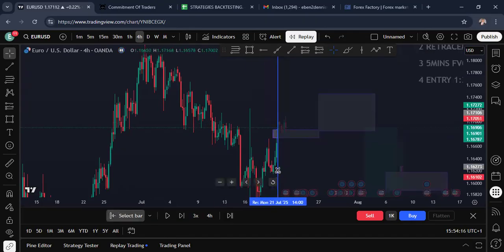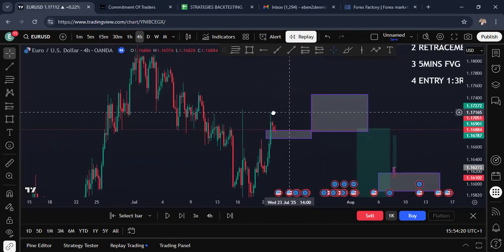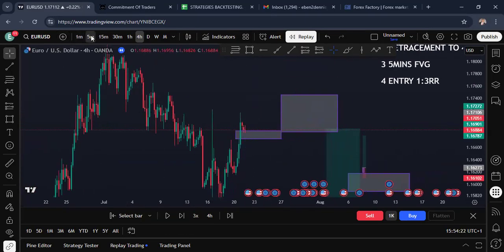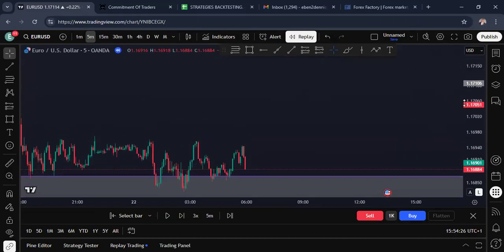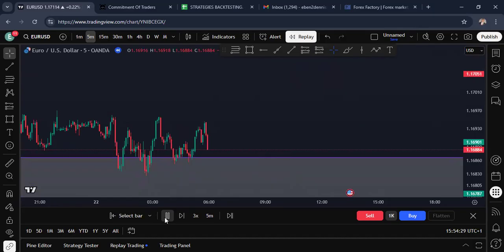At this point, we have price retrace back to the average. We want to go to the 5 minutes and look for a bullish average to form in our direction. Once we find a bullish average, we will take our entry. So let's see if we get a bullish average.